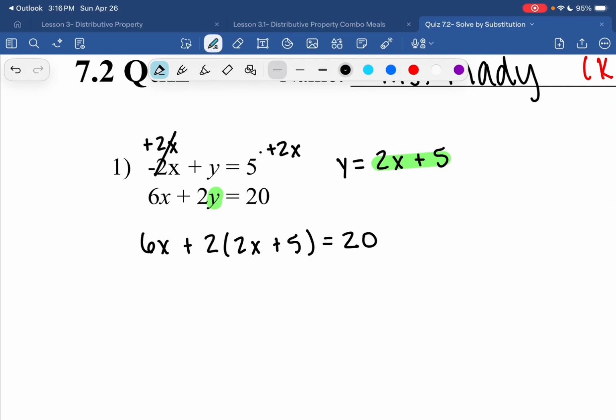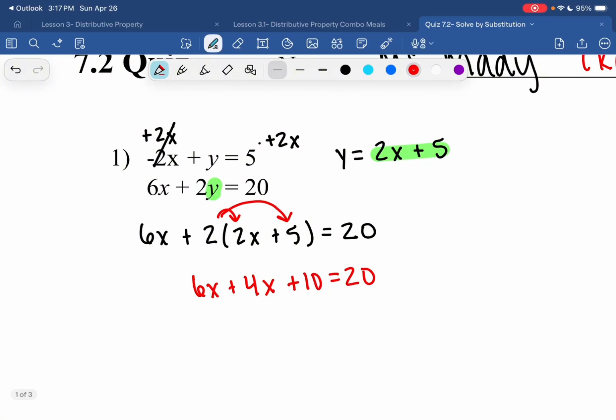Okay, so now I'm solving for x, right? Because if you look at the equation you wrote, there's only x variables. So first thing I need to do, I need to distribute. So now I have 6x plus 4x plus 10 equals 20. All right, now I'm going to combine like terms. So 6x plus 4x gives me 10x. So I have 10x plus 10 equals 20.